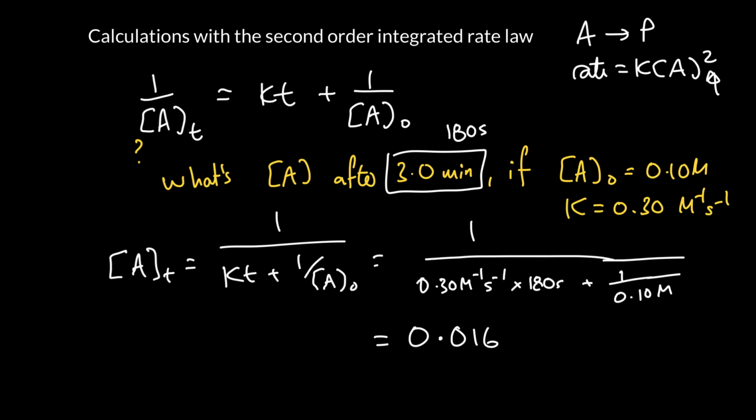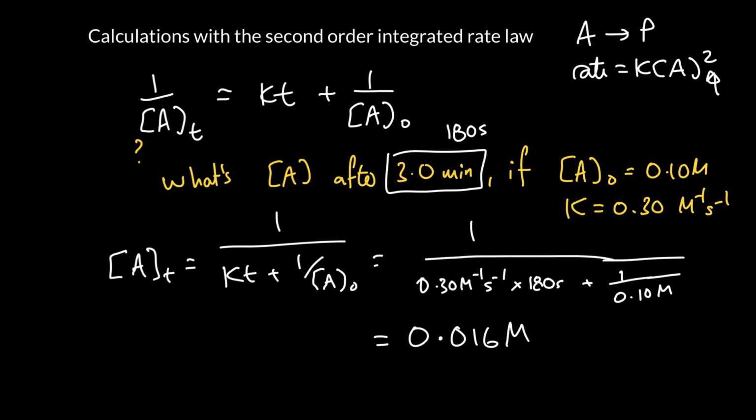And what about the units? So we can go ahead and see the units here. Seconds to the -1, and seconds cancel. So that's reciprocal molar, and that's reciprocal molar. So when you add these together, you get reciprocal molar, and you are reciprocating it. So you're back to molar. So at the end of the day, it has units of moles per liter.